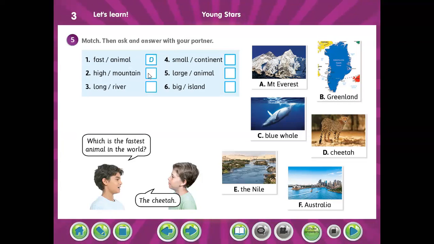Genesis, can you tell me one question? Oh, yes, teacher. Which is the high mountain in the world? The mountain Everest. The mountain Everest, yes?